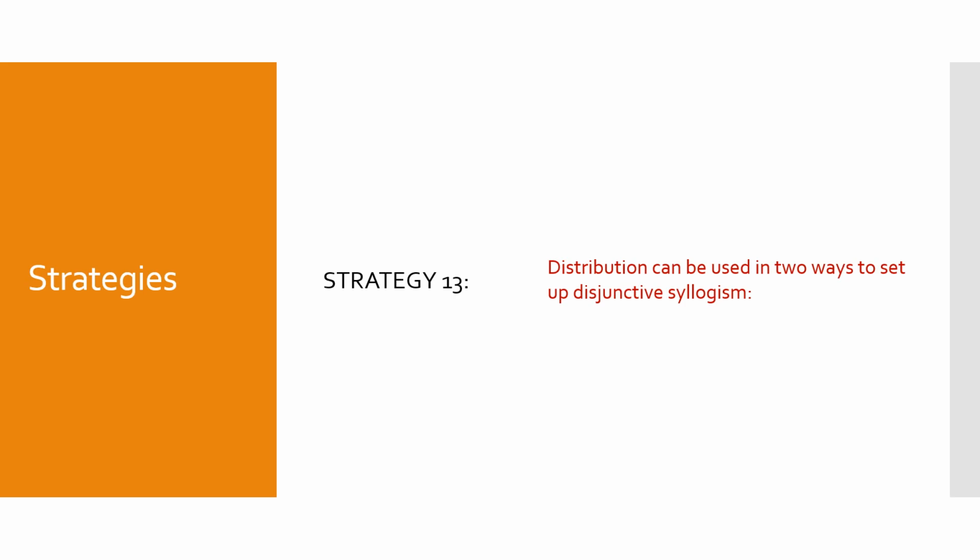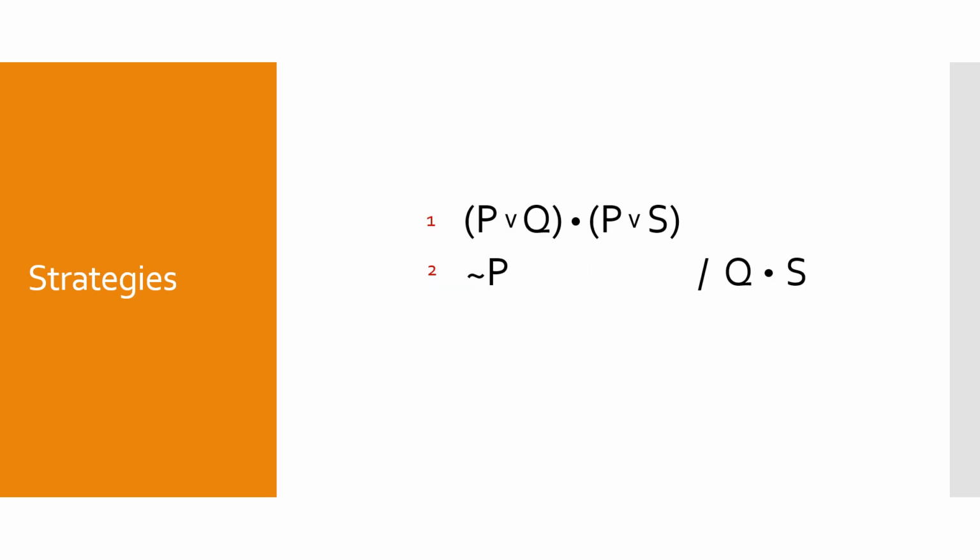Strategy 13 tells us that distribution can be used in two ways to set up a disjunctive syllogism. So notice if I have this particular argument where I have P or Q and P or S, notice that P repeats itself in both of these disjunctive statements, and it's being put together by way of an and. That suggests that I can use distribution to pull out P and then put Q and S together in a different way. Now the second premise says not P, and the conclusion is Q and S.